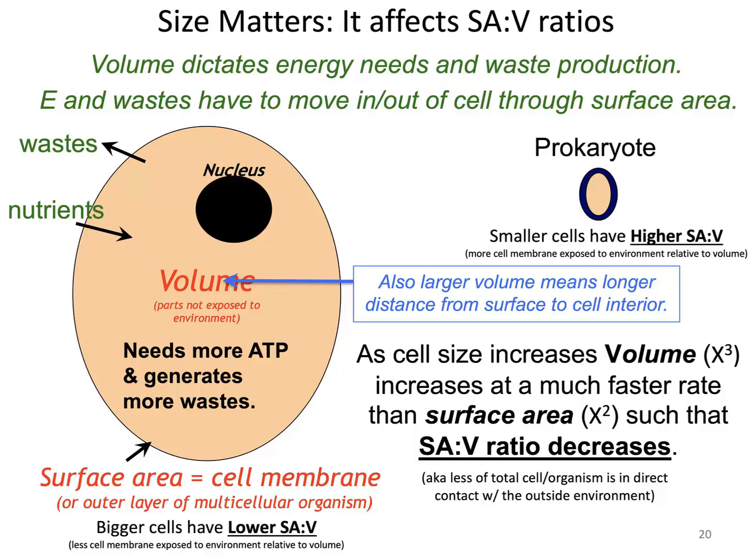That is to say, smaller cells like prokaryotic cells have a higher surface area to volume ratio than larger cells. So bigger organisms, even though they have a larger total surface area, the amount of surface area relative to the volume is actually lower. So smaller has a higher surface area to volume ratio, bigger has a lower surface area to volume ratio.